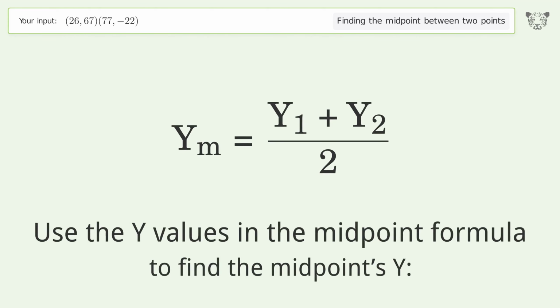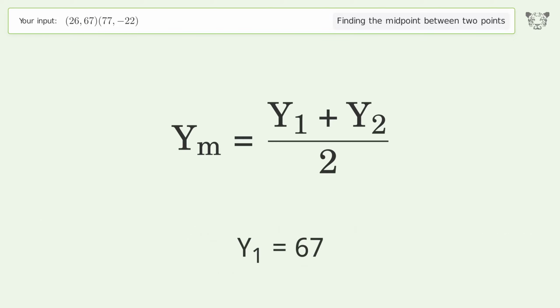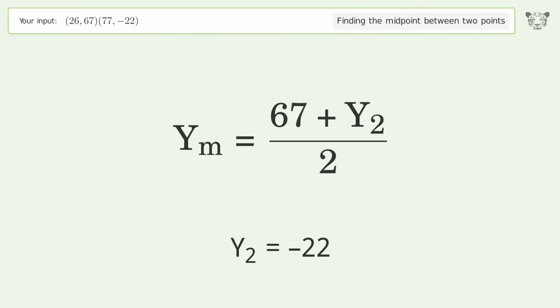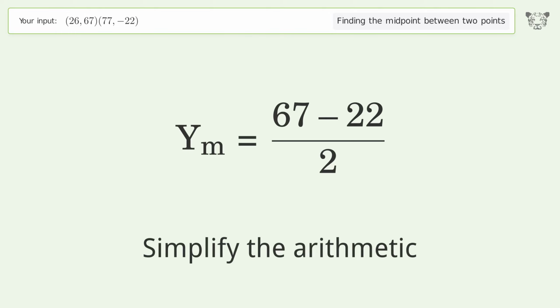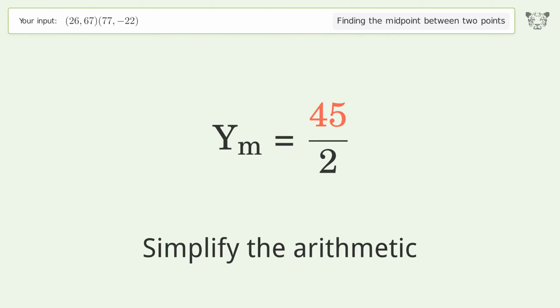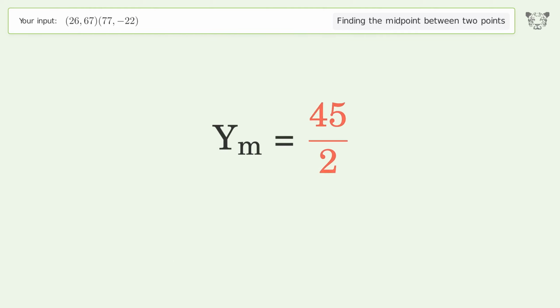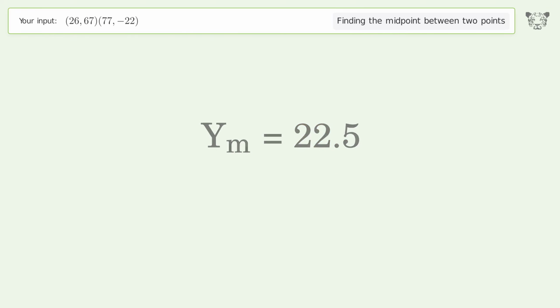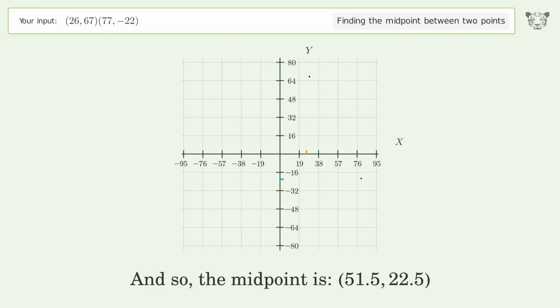Use the y values in the midpoint formula to find the midpoint's y. y1 equals 67. y2 equals -22. Simplify the arithmetic. And so, the midpoint is 51.5, 22.5.